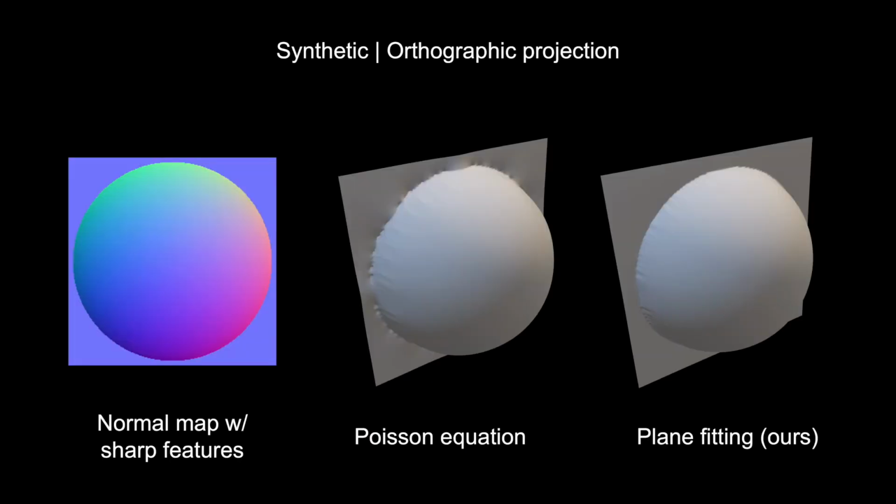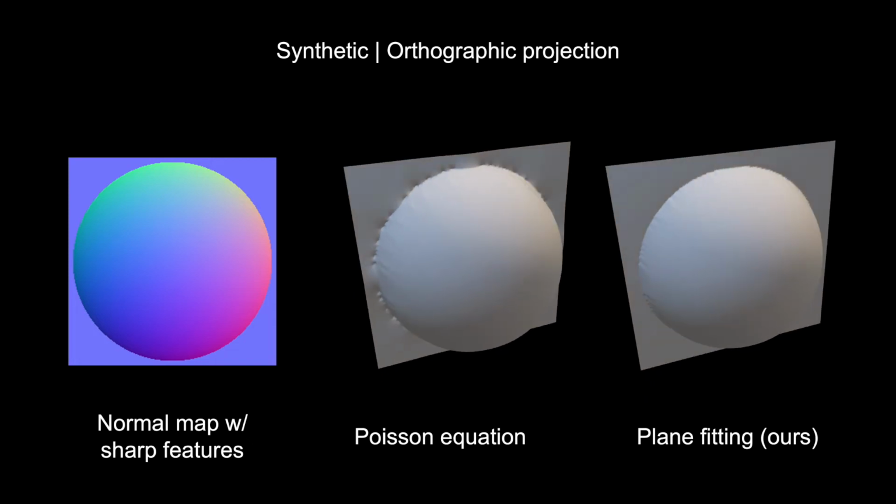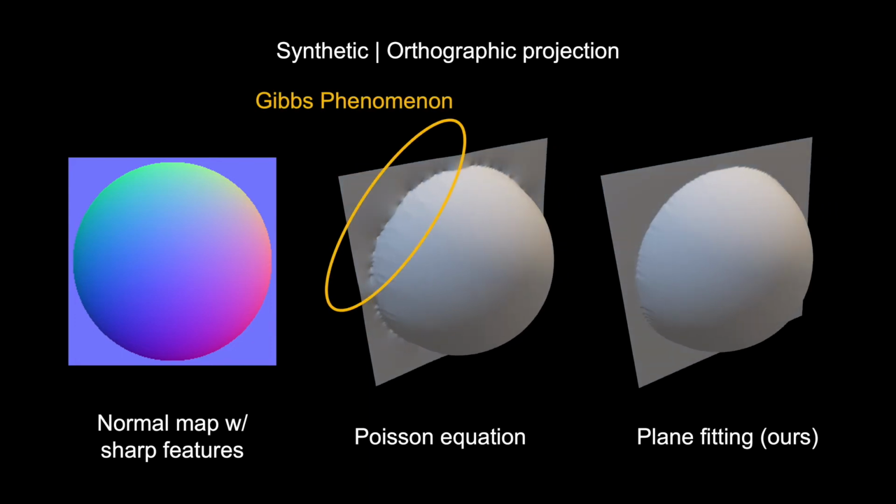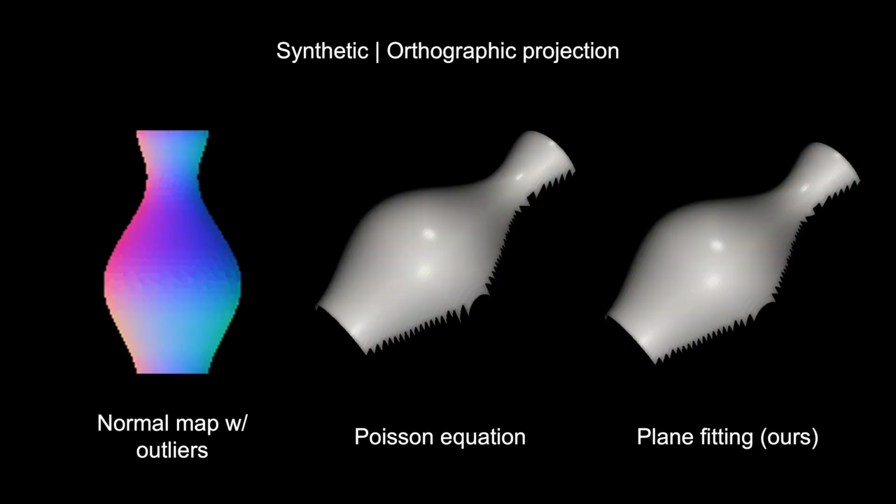Let's take a look at the experimental results on a synthetic normal map under orthographic projection. This normal map contains sharp features. Using the traditional Poisson equation leads to Gibbs phenomenon in the estimated surface near sharp features. Our plane fitting method largely reduced this artifact. Notice that both methods find the least square approximate solutions, and there is no parameter tuning. This comparison shows that using plane fitting is more robust to sharp features.